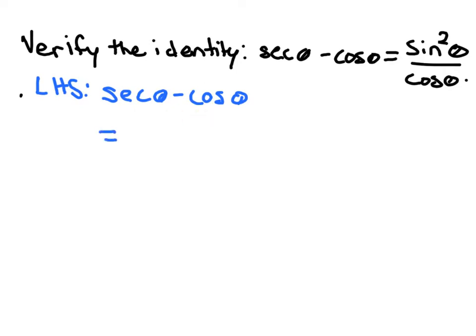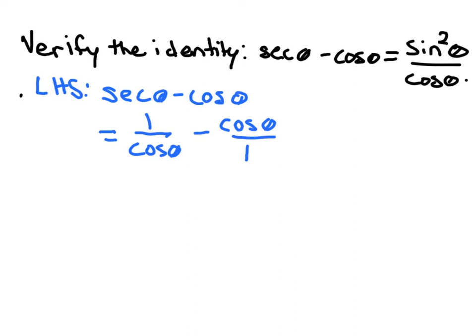So let me rewrite this. We can change the secant to 1 over cosine. And since I've written that in fraction form, I'm going to write the cosine theta as cosine theta over 1. So I'm looking at two fractions. I want to combine those. I want to perform the subtraction.